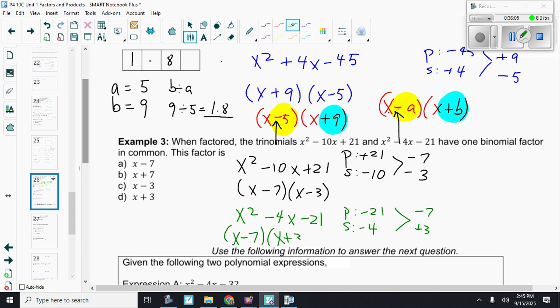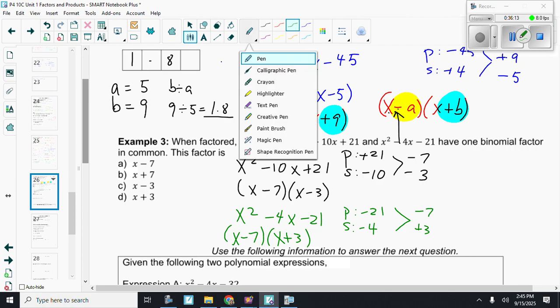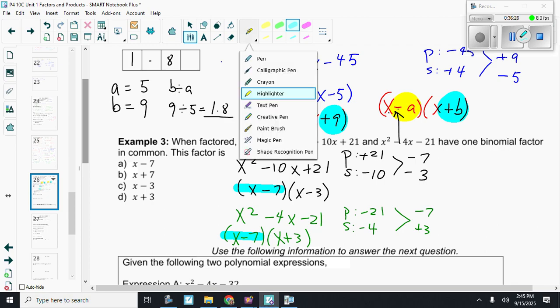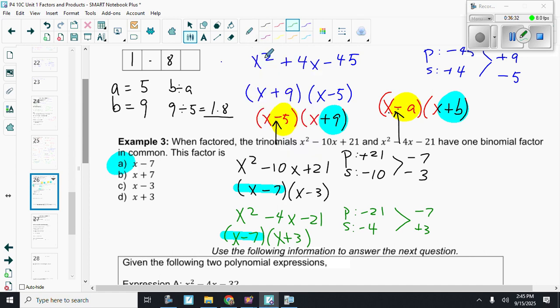x plus 3. Now all we have to do is, it says that when we factor these two trinomials, one of their factors is the same. So we're just looking for which one is the same. They look really close, but only x minus 7 is the same, because in this one, one's plus and one's minus, so obviously those aren't. Then we just match it up. Oh, I'm still in highlighter mode. That was very pretty.